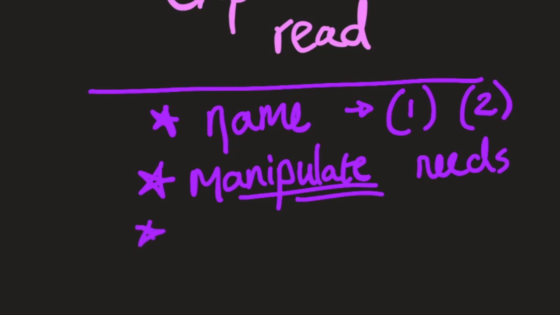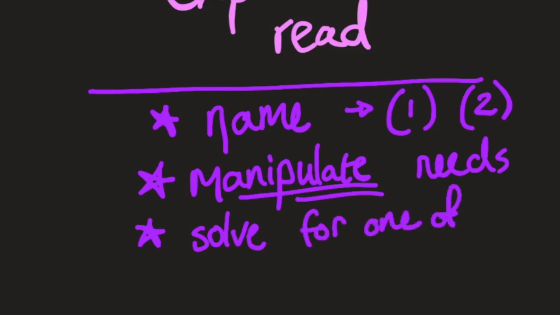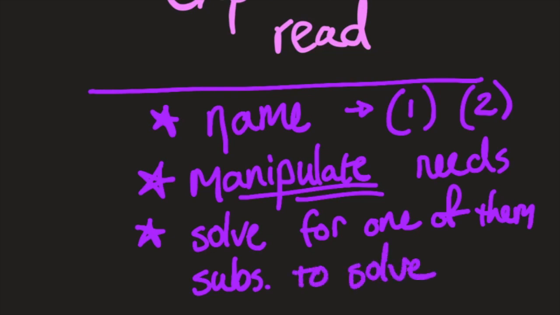And then lastly, you are going to solve, firstly, for one variable, for one of them, and then you are going to substitute that in to solve for the other one. So there are basically 3.5 steps. Sorry, I left that part out.